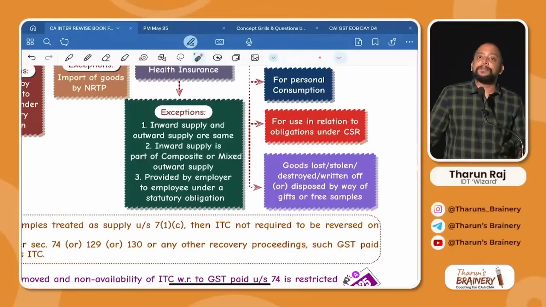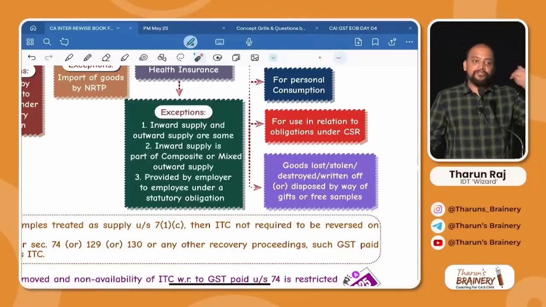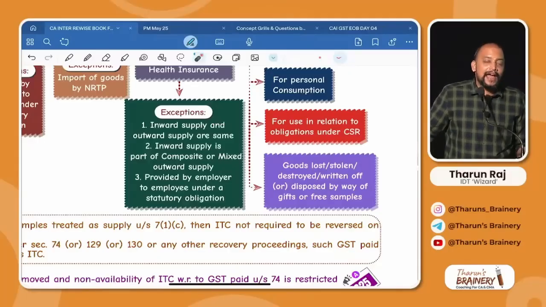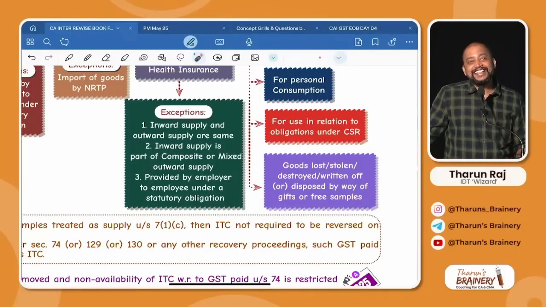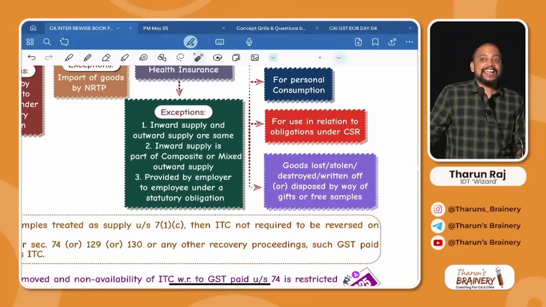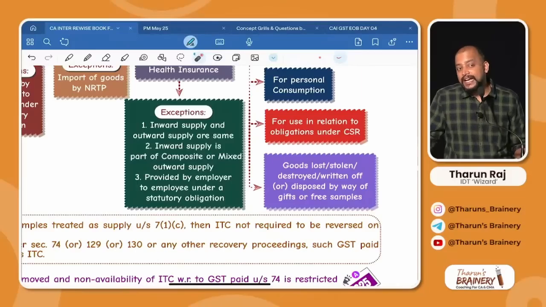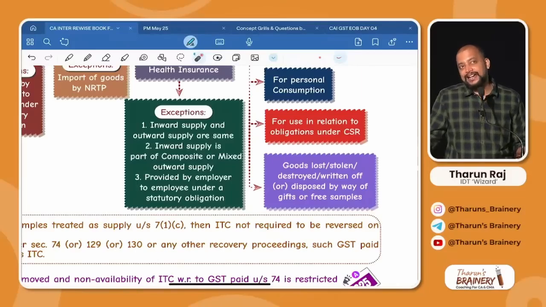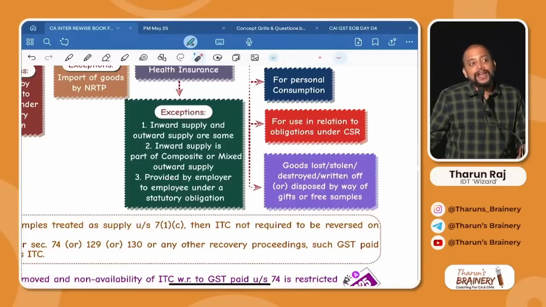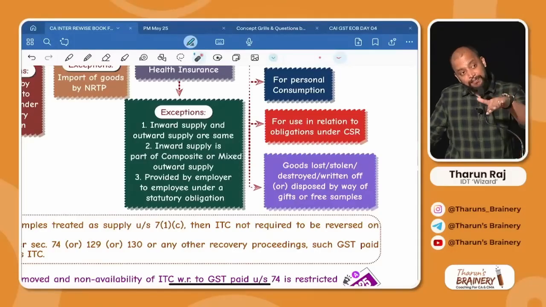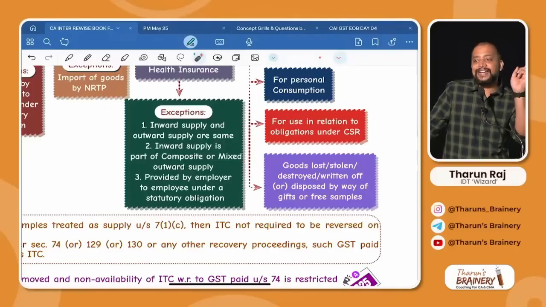Suppose I buy one iPhone for each of my employees and give it to them. In that case, can I take ITC on the mobile purchased? Yes. Why can I take ITC? The iPhone value is definitely more than 50,000. When I am giving it to my employee as a gift, it will become a supply. So on the purchase of that, I can take ITC.